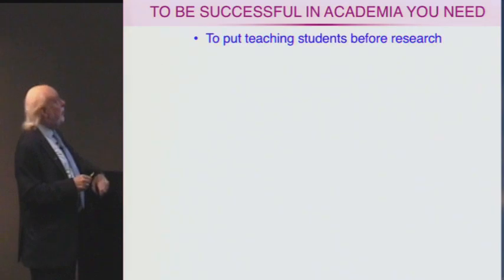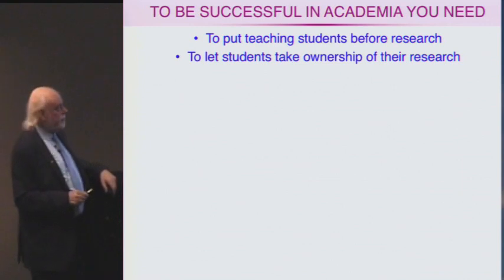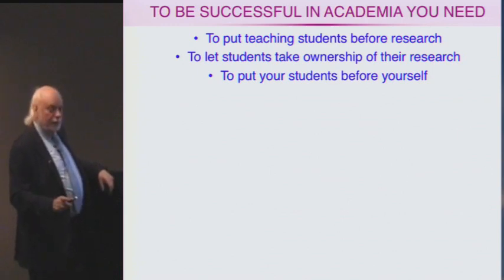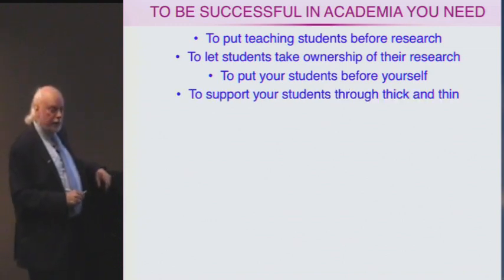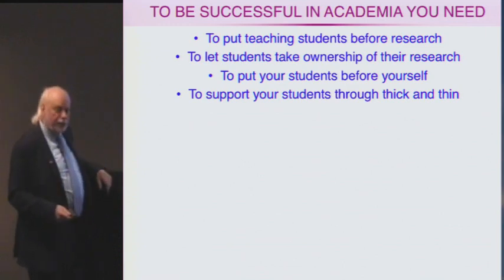Okay, so I've got some philosophy to end with, if I may, because people do ask me, and I give in eventually, how are you successful in academia? I put teaching students before research, to let students take ownership of their research, getting my point across, I hope, to put your students before yourself, right? Give your students space, and the world will change. To support your students through thick and thin. You don't bully them, you support them. It doesn't matter what you do.